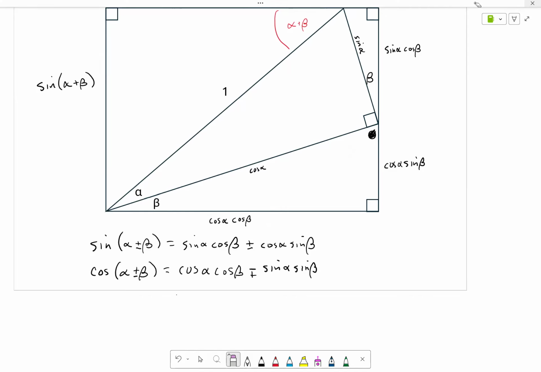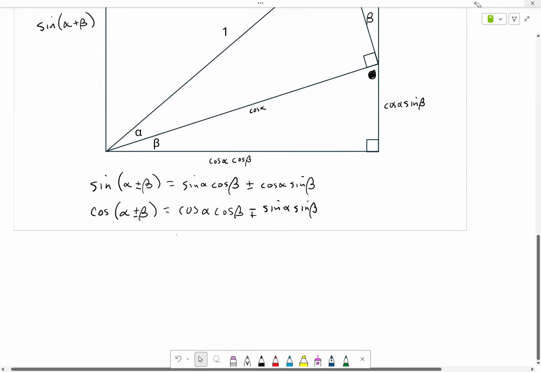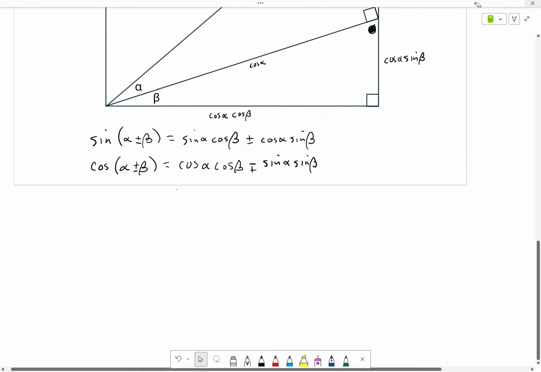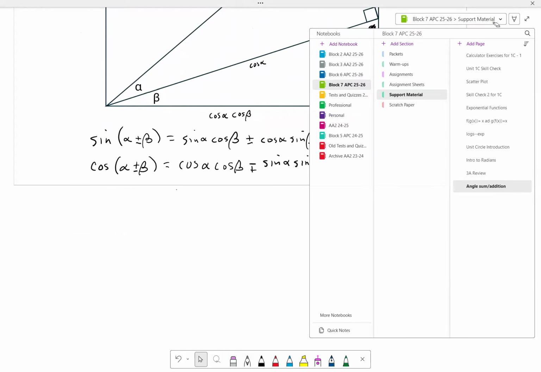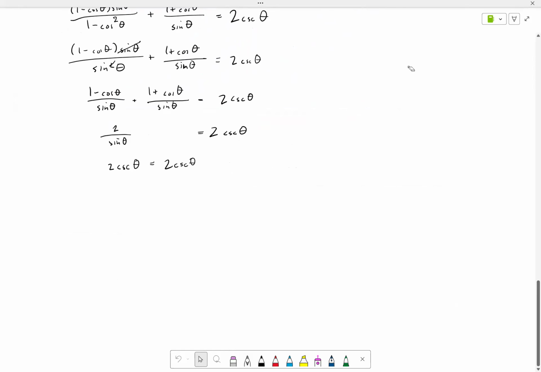Okay, so we're gonna do a few problems with this in mind. So have this ready while I give you a couple problems. And this is the end of your notes, not from the packet still. This is under warm-ups for you guys.